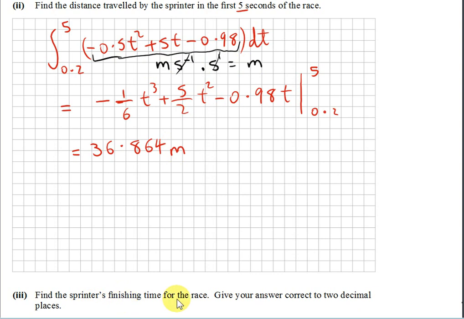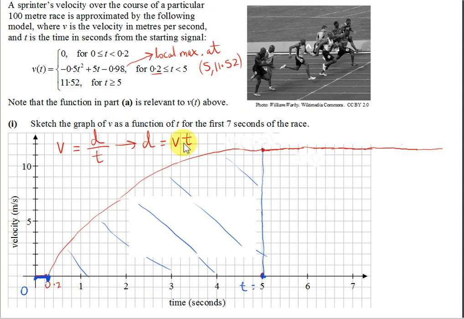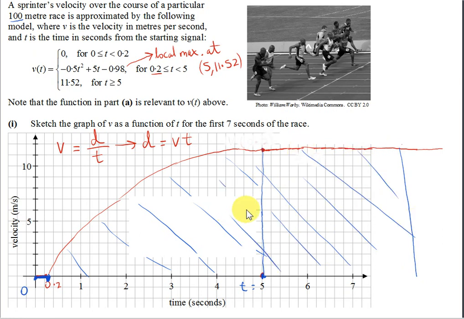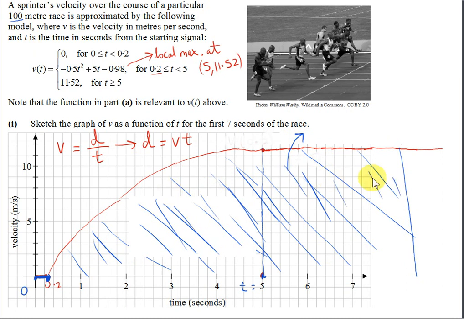Find the sprinter's finishing time for the race. Well, we're dealing with a 100-meter sprint. Now that we know that the distance travelled by the sprinter is the area under the velocity time graph, what we want to do is find a time that gives us an area of 100 meters. So it's going to be some time somewhere over here. And we want the total area now under the graph to be 100 meters. So the total area now includes the region under the curve and under this horizontal line. We want it to be 100 meters.